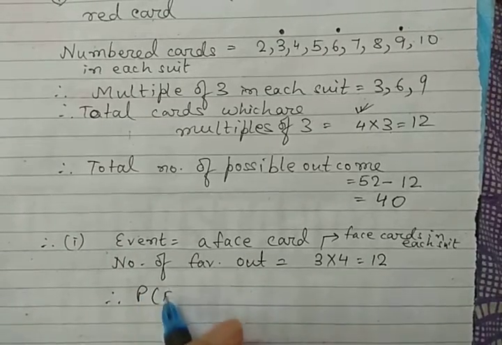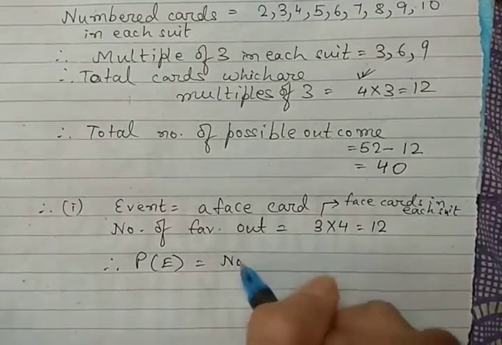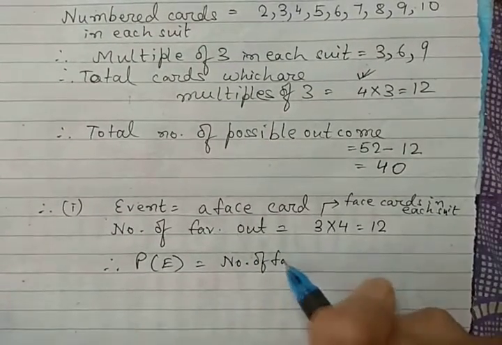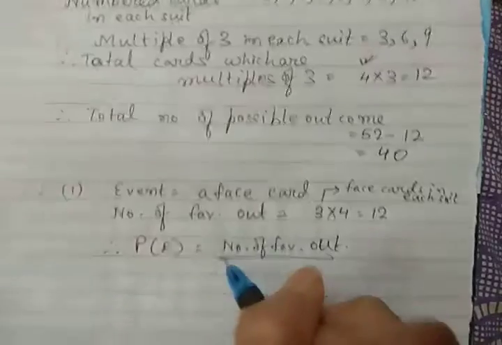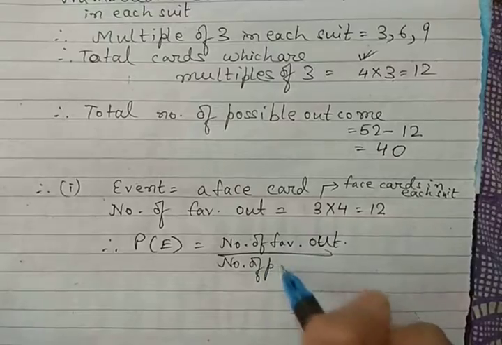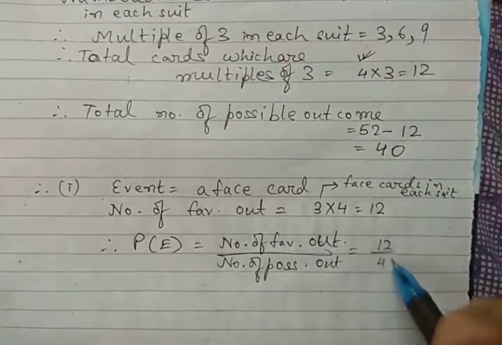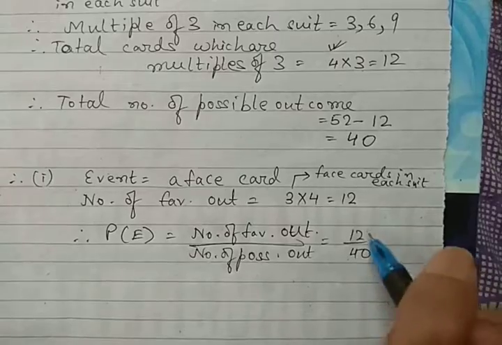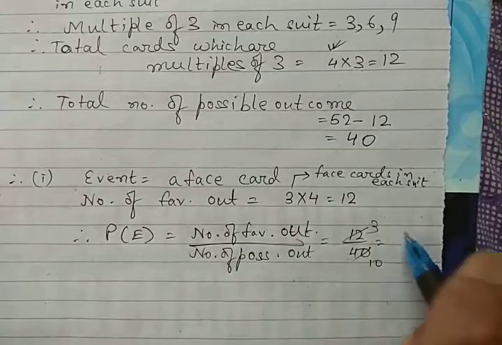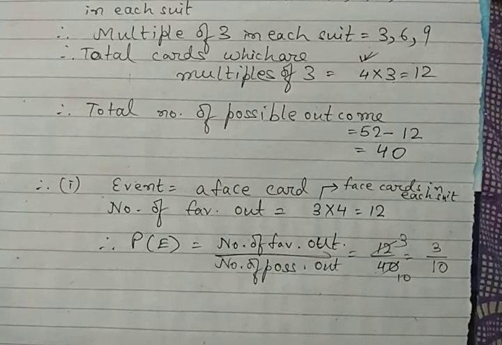Therefore the probability of the event of getting a face card is the total number of favorable outcomes by the total number of possible outcomes. I am writing it in short form. So 12 out of 40, because there are 40 possible outcomes, because we have already removed the cards which are multiples of 3. So 4 3s are 12, 4 10s are 40. What is the probability? It is 3 out of 10, or 3 by 10.